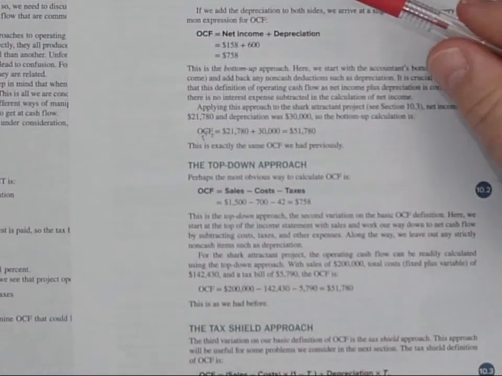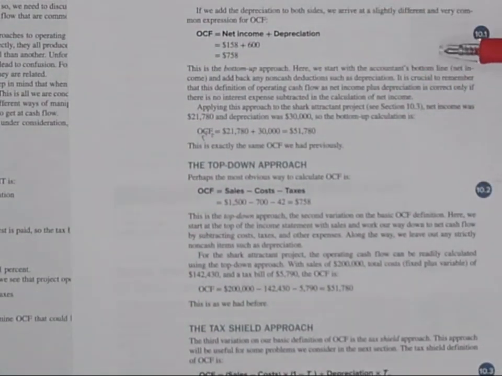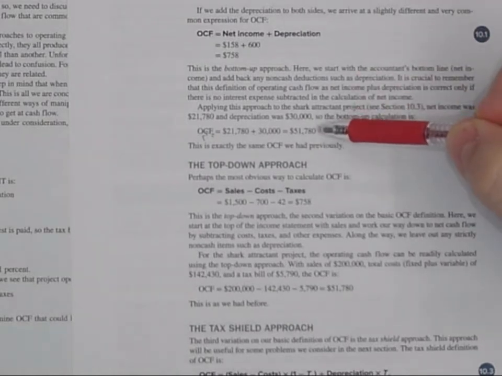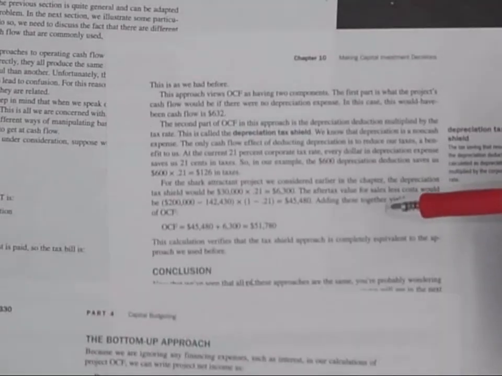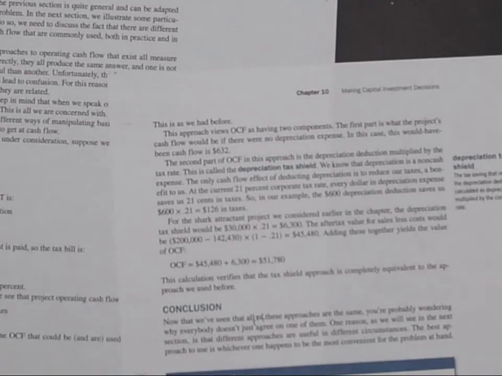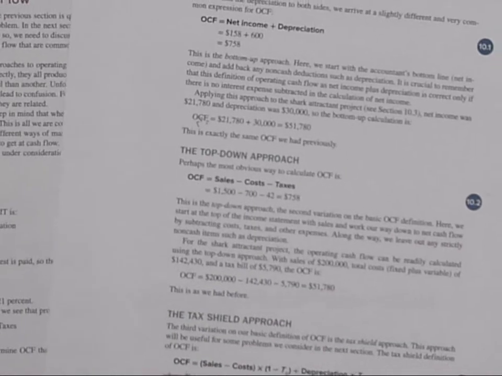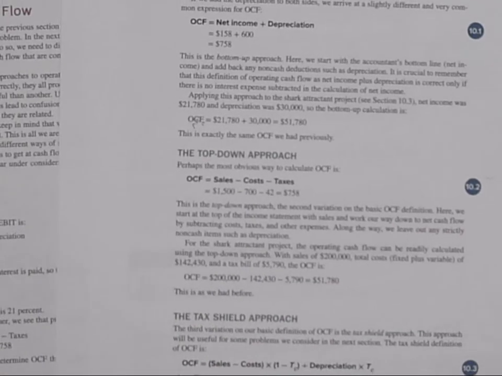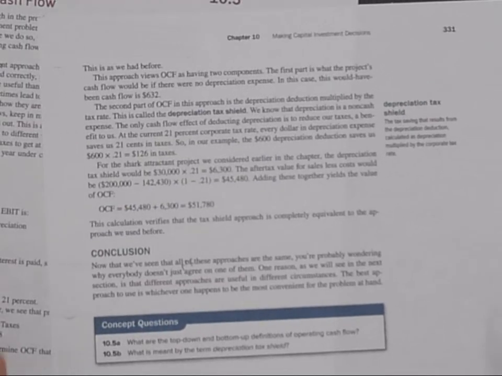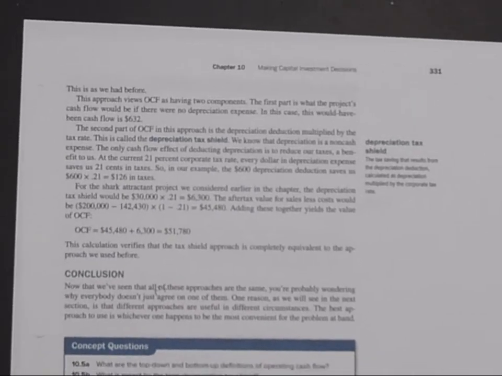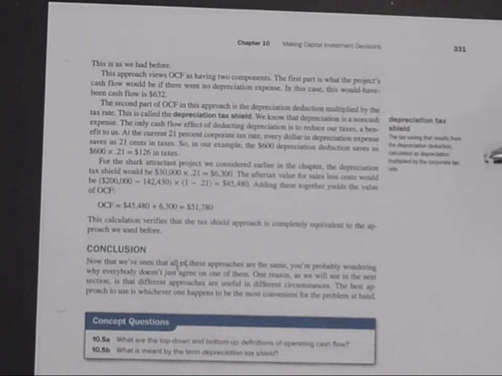Note that this section also pulls numbers from a previous problem, the shark attractant project, and does calculations for that too. And it shows 51,780, and I think somewhere over here it shows 51,780 on page 331 too. The point being that it's just another example of how the three methods give you the same answer as our traditional method does. There is a definition over here for depreciation tax shield, and you would want to know that. And that's pretty much it.